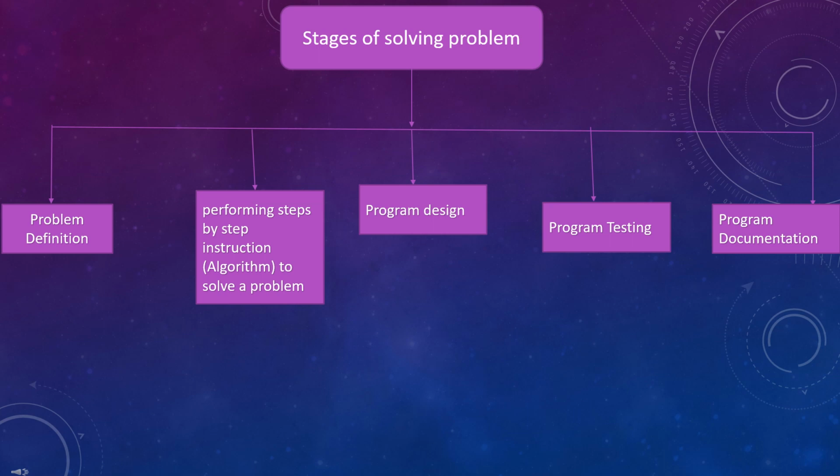Second, performing step-by-step instructions, an algorithm, to solve a problem. Third, program design. Fourth, program testing. Fifth, program documentation. For example, building a building. The problem is a goal, and here building architecture represents the goal. I want to achieve the goal of building a building. We must follow several steps when an engineer builds a building.